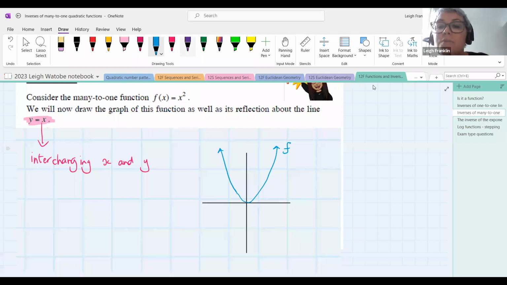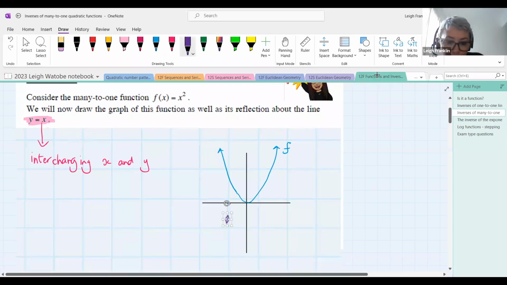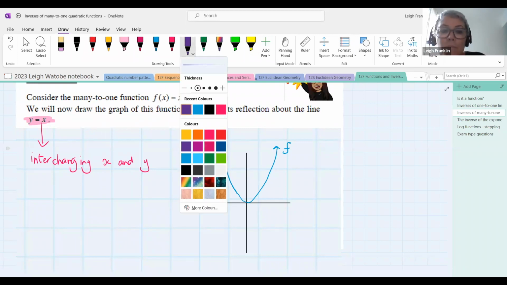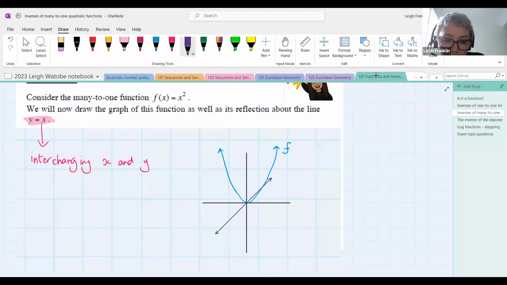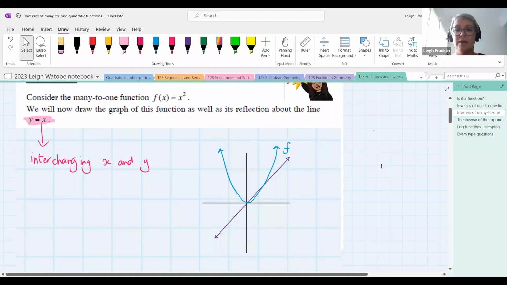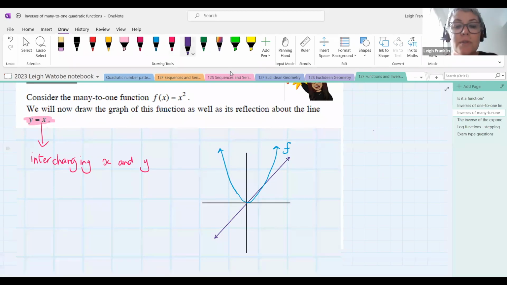If we put in the line y equals x, it's going to look like this. Let's put that in as well. We'll make it purple. It's going to look something kind of like that. Let's just move it down a little bit because it needs to go through the origin. So the purple line represents the line y equals x.